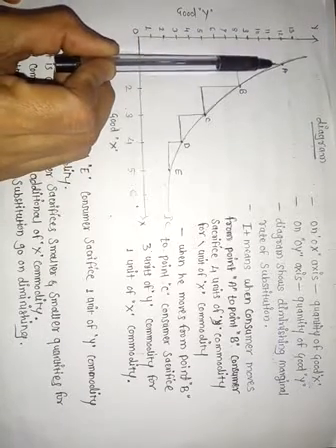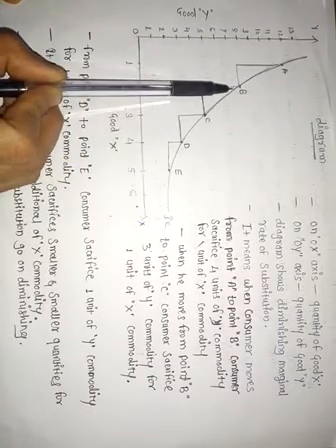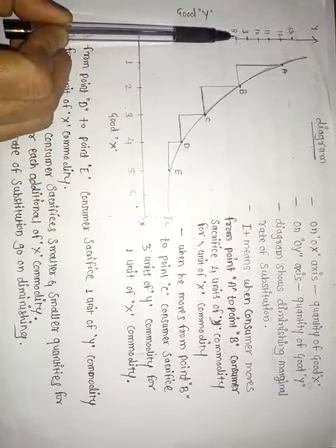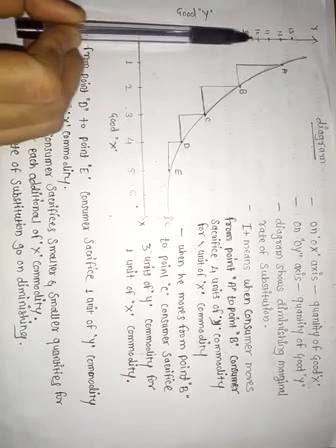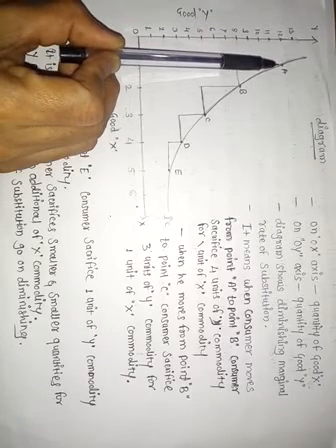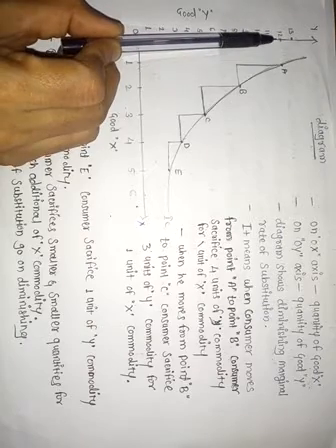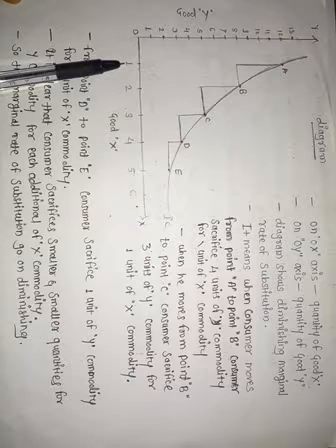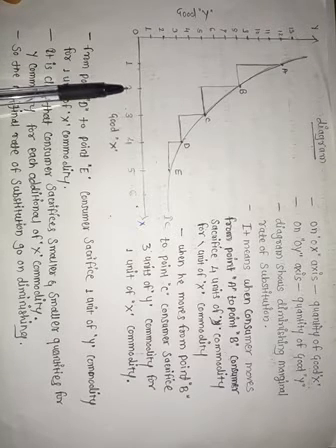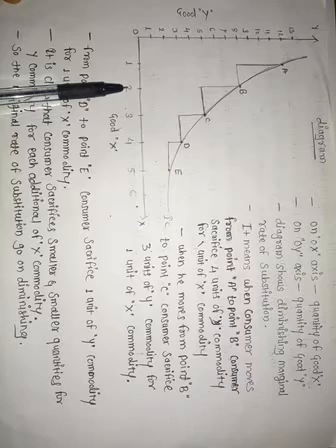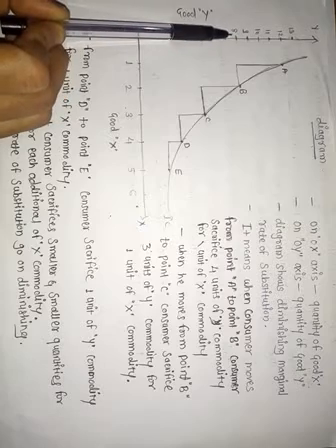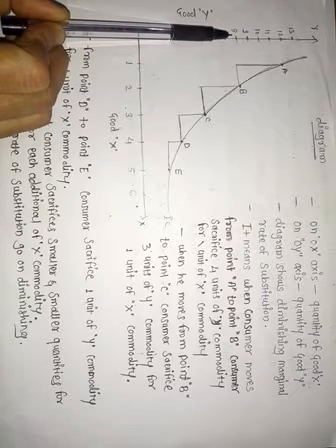Means, see here, when the consumer moves from point A to point B, the consumer will sacrifice 4 units of the Y commodity. At point E, the consumer consumes 12 units of the Y commodity and 1 unit of the X commodity. If he wants 1 more unit of the X commodity, then he will sacrifice 4 units of the Y commodity.